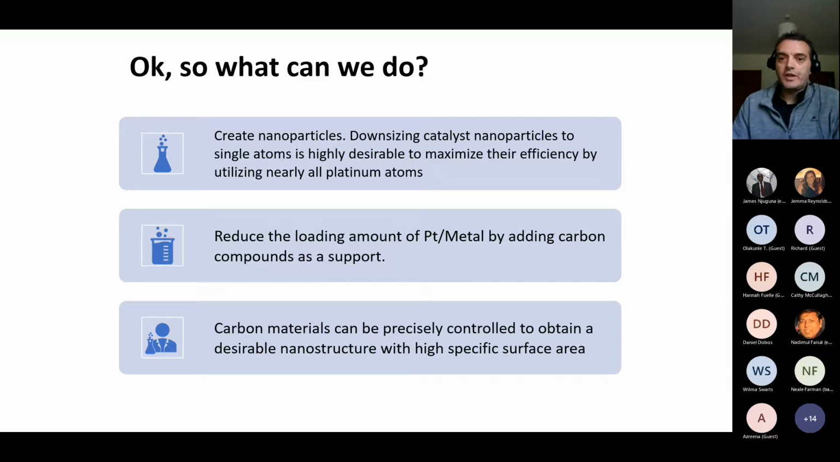The other thing, to try to save a little bit of money, is to reduce the loading amount of platinum metal by adding materials such as carbon, carbon and nitrogen compounds, as we are going to see in a minute, as a support material. The good thing about carbon materials is they can be precisely controlled. In the nanostructure they can have a high specific surface area, which is what we are interested in for absorption and desorption.